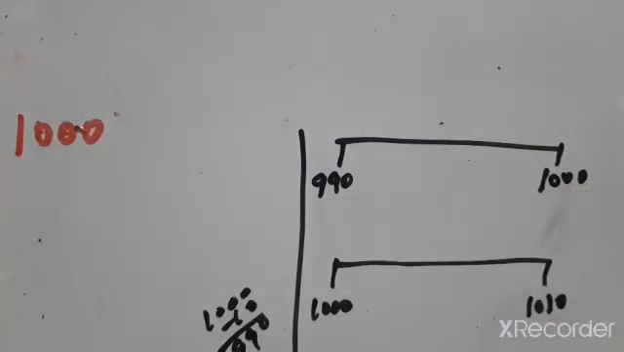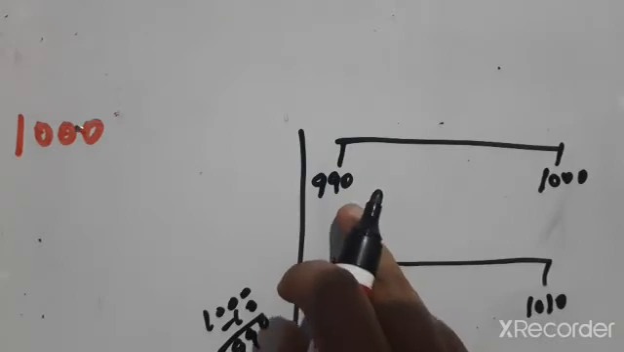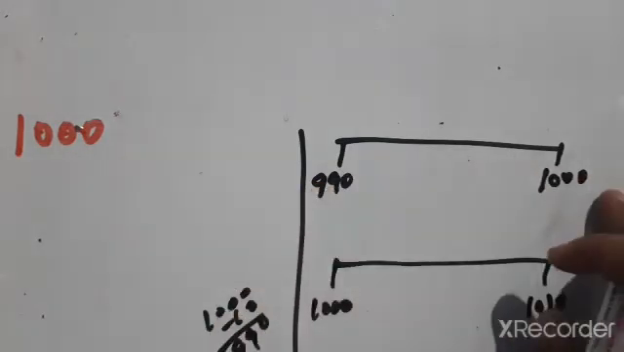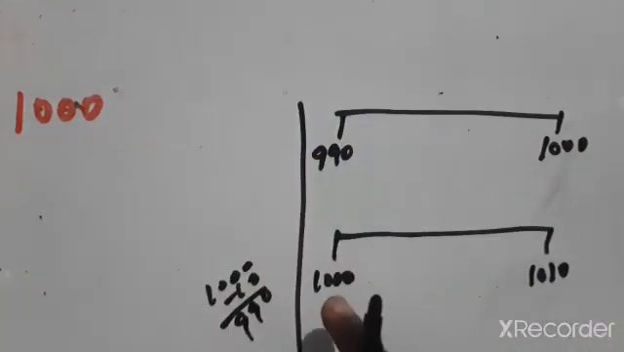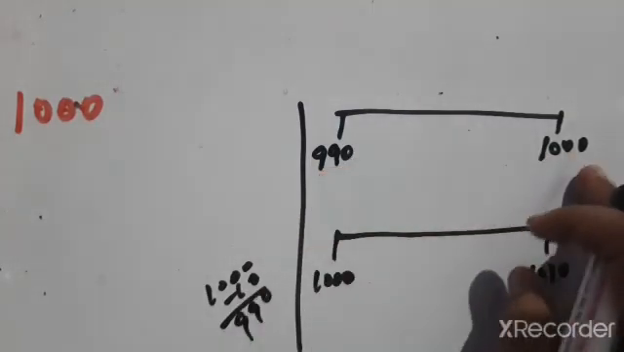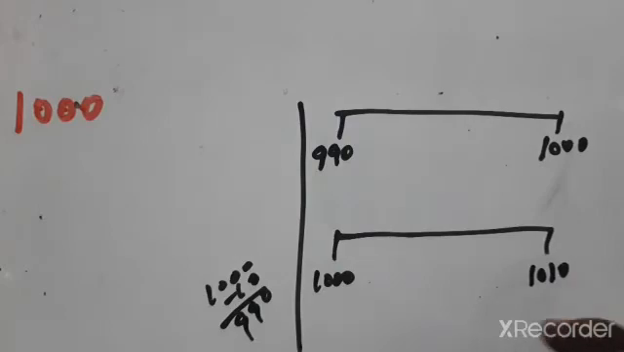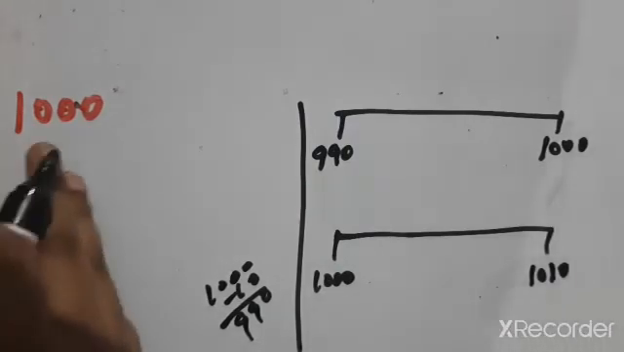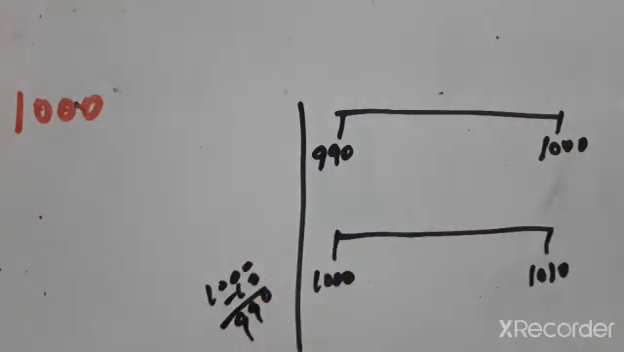1000 minus 10 is how much? 990. So we check numbers between 990 and 1000, and on another number line, 1000 to 1010. The difference should be tens, because we are rounding off to the tens place. So the answer is what numbers can be rounded to the nearest tens.